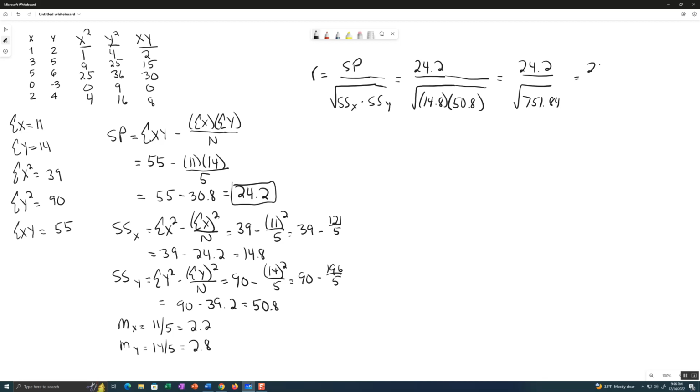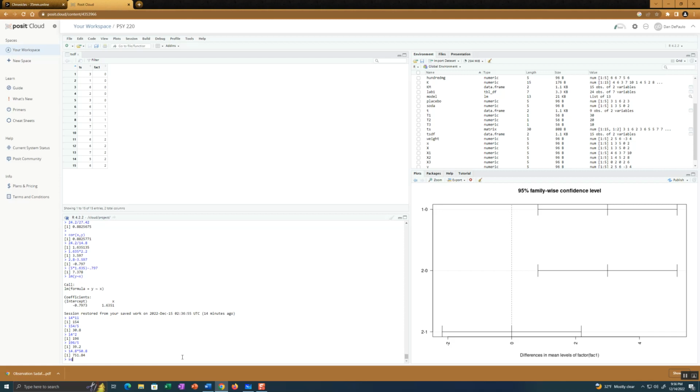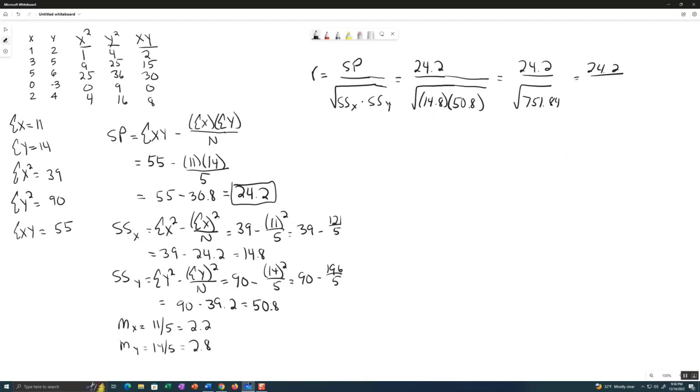So that's 24.2 over that mess. 751.84 square root. Let's do that. 751.84 gives us 27.42 rounded. You want to keep these to two decimal places, to three if you can. But the third one here is 0, so I'm going to just leave it at 27.42.